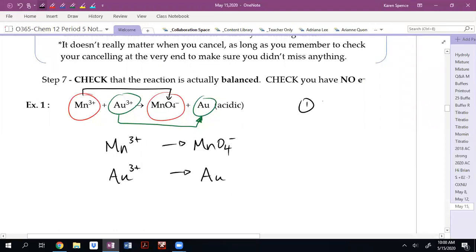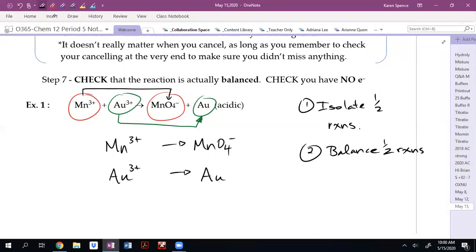So step number 1 is isolate the half reactions. Step number 2, you are going to balance the half reactions. In balancing the half reactions, you are going to do it like you did last day. Maybe I didn't leave enough room. That's okay, I'll pretend I did. Okay, so we're going to balance it now. Step number 2, balance the half reactions.